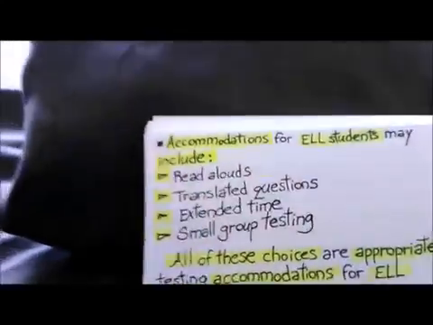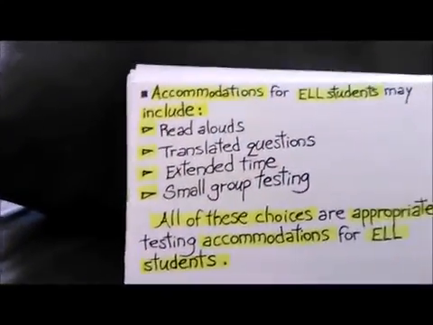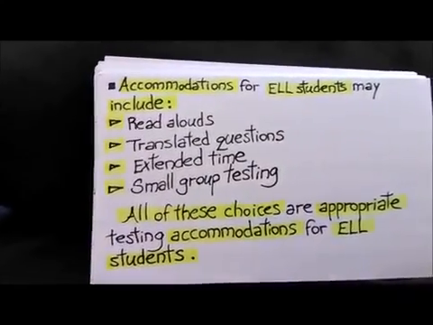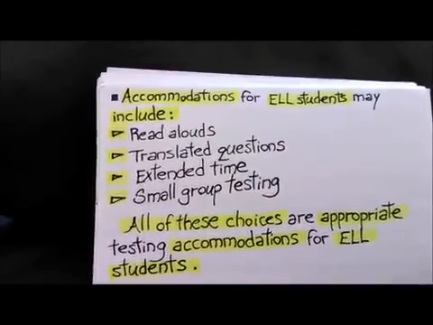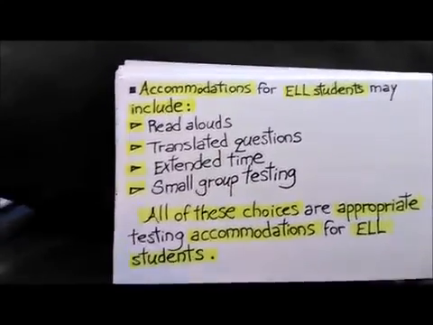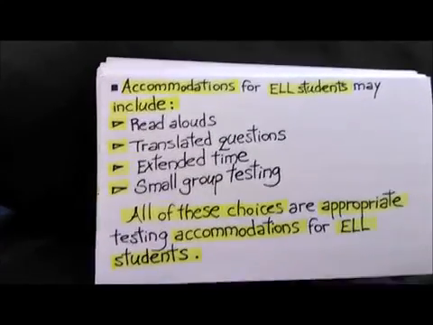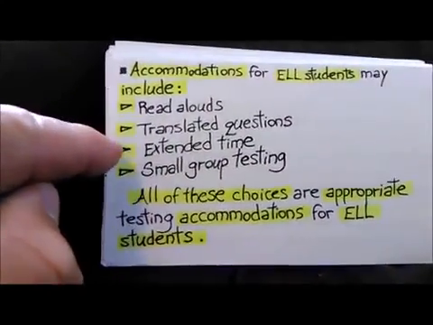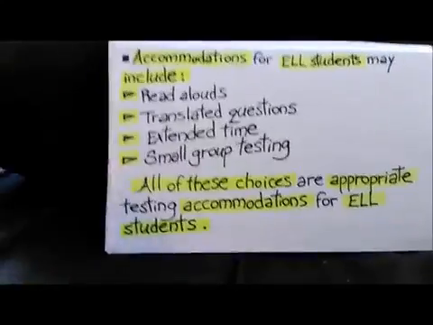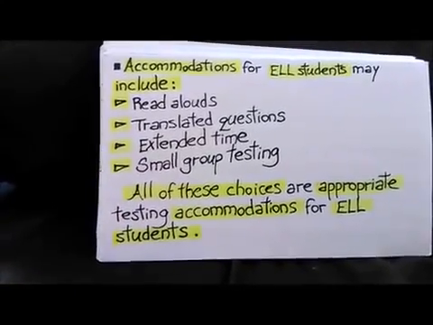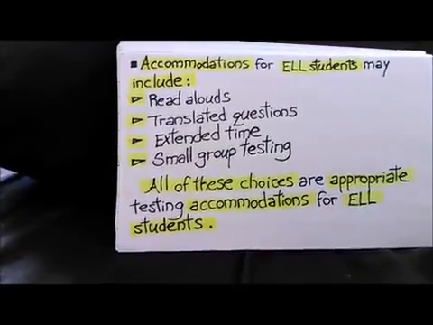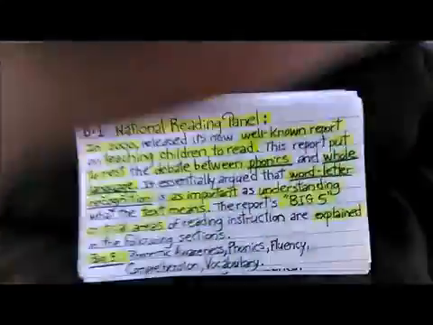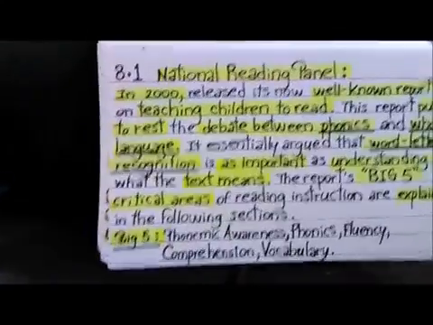This is where we left off in the last video. Okay, what are accommodations for ELL students, English language learner students? Well, accommodations for ELL students may include read-alouds, translated questions, extended time, small group testing. All of these choices are appropriate testing accommodations for English language learner students. And now we start with 8.1.